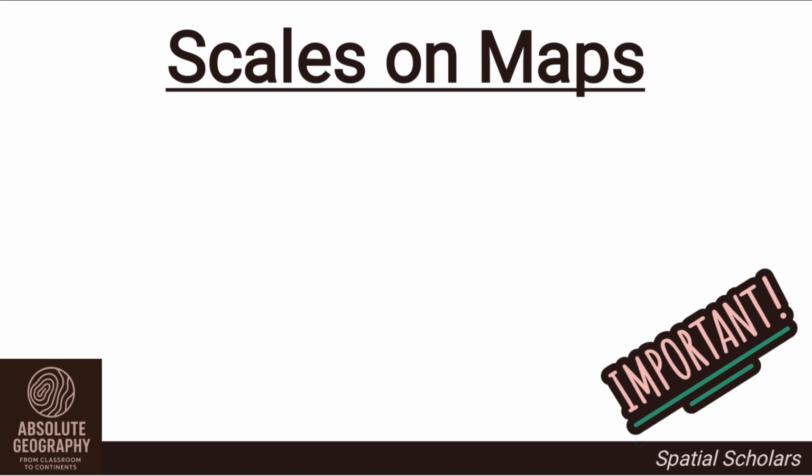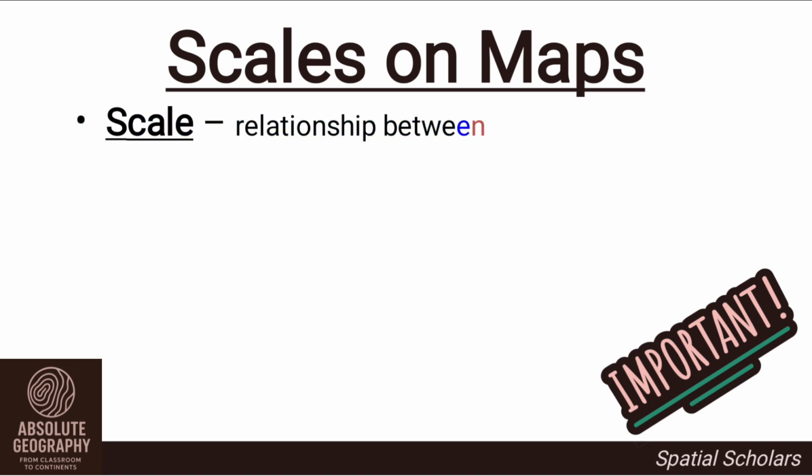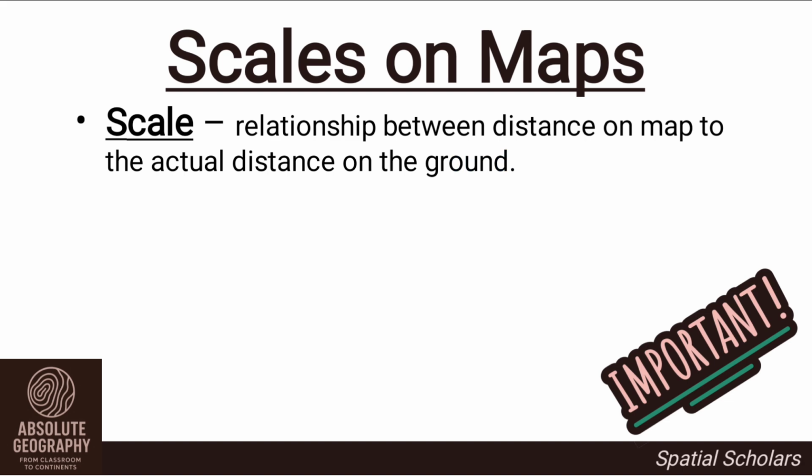Before we do that, we clearly need to understand what is a scale. A scale is a relationship between the distance on the map and the actual distance on the ground. In simple language, a scale tells us how real distance on the ground is reduced and represented on a paper. Scales can be represented in three different ways.